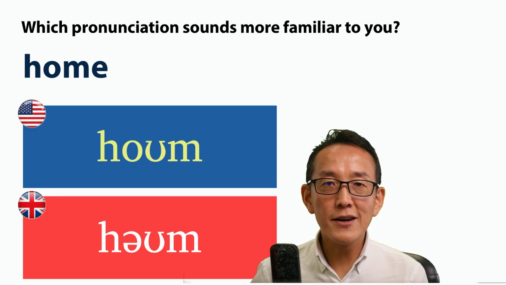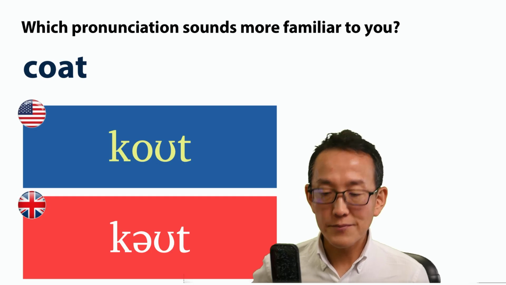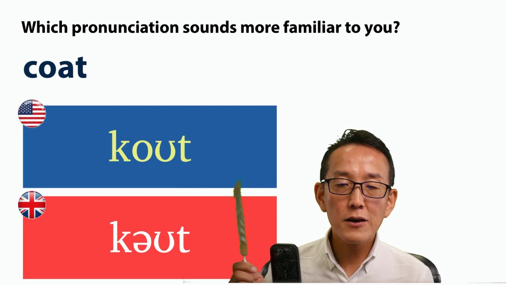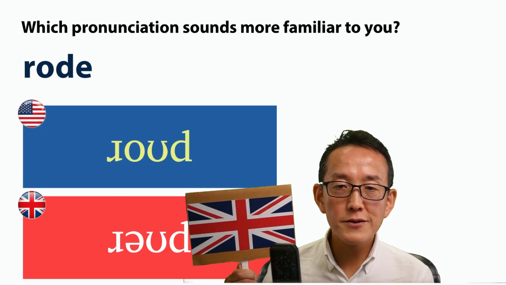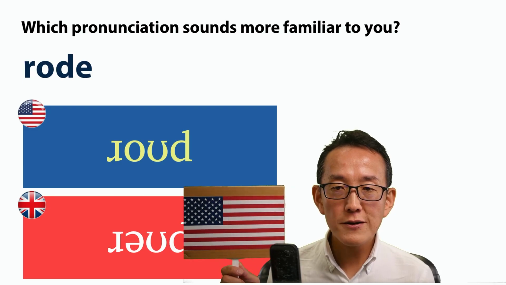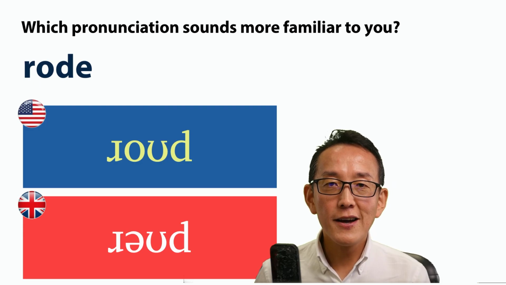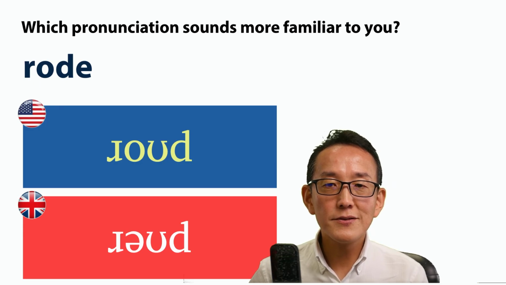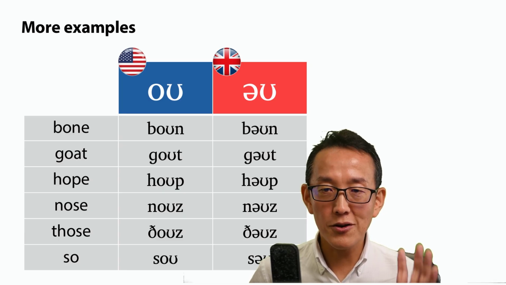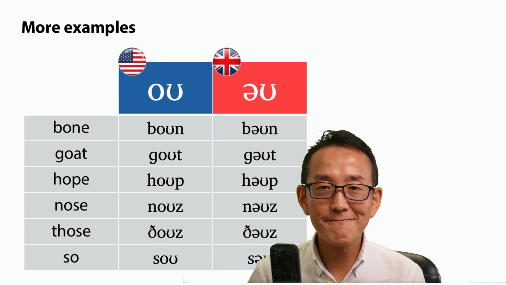Let's look at a few more examples. Coat for American. I have to use this. Coat and coat. Road, road. I hope you can hear the difference. There are more examples like this. I'm not going to go through everything, but this is, again, a regular pattern.